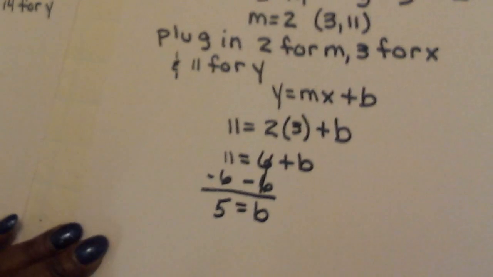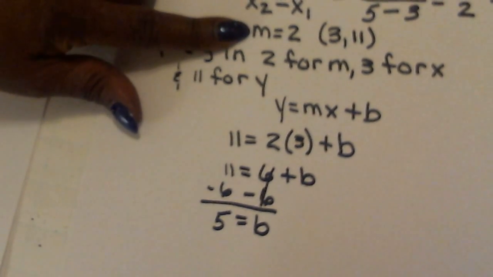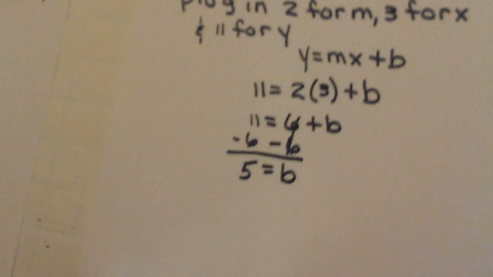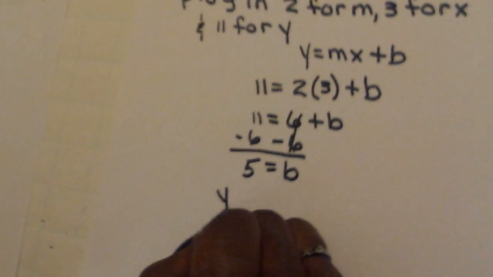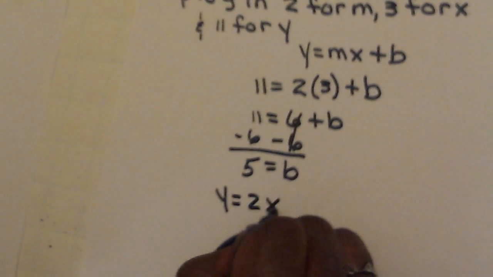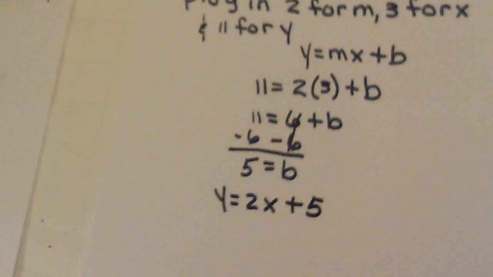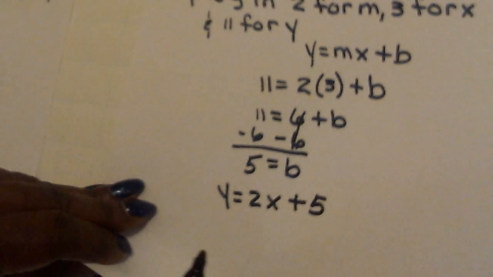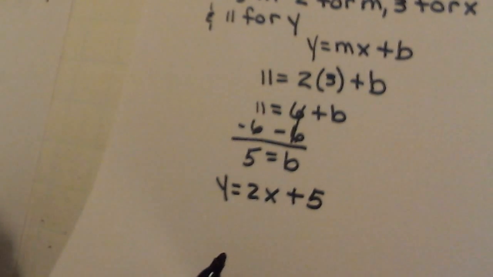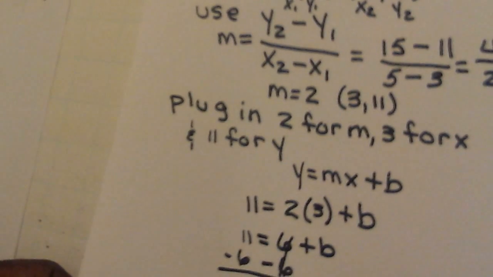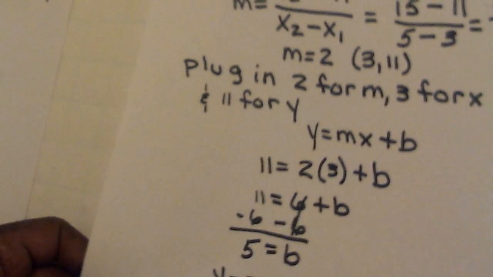Now I know my slope, and I know the y-intercept. I can write the equation. So the equation is y equals 2x plus 5. There you go. It's not that hard. It looks kind of complicated, but once you get used to the steps, especially when we use the formula, it'll be easier for you and you'll feel more comfortable with it.